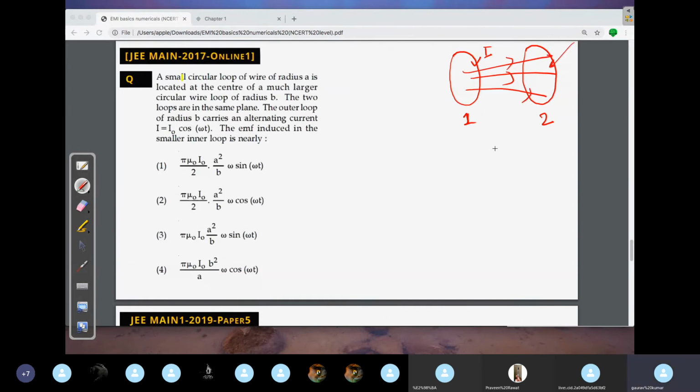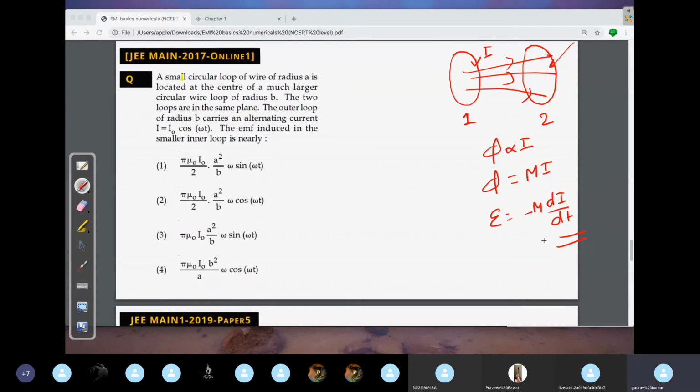So the flux linked here is proportional to the magnetic field, and that magnetic field depends upon I. So phi equals M I, you write here. And then the EMF induced is minus M dI by dt. This is the concept that we have seen on mutual inductance. Solve it. Again, a very, very easy question. Please solve it.